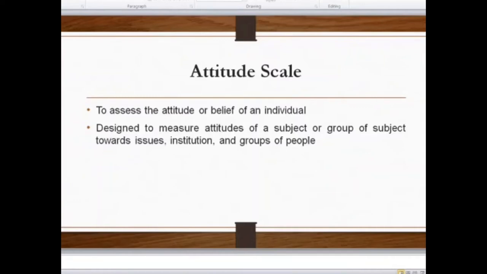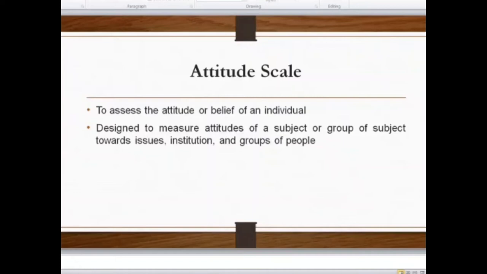An attitude scale is a special type of questionnaire designed to produce scores indicating the intensity and direction of a person's feelings about an object or event. It is also designed to measure attitudes of a subject or group of subjects towards certain issues, institutions, and groups of people. It is designed to provide a valid or accurate measure of an individual's social attitude.